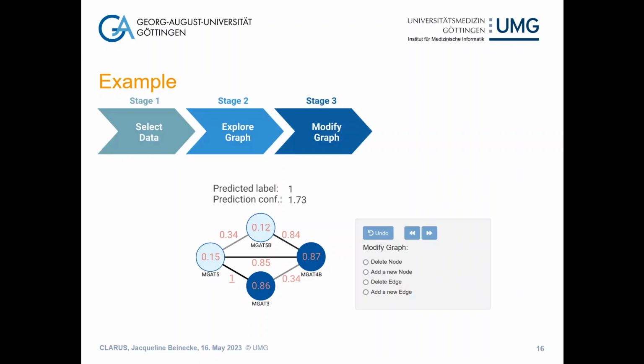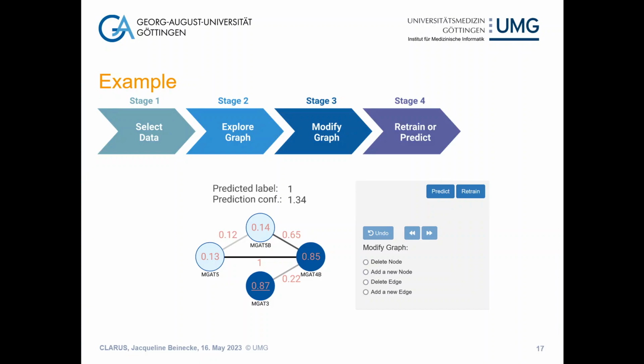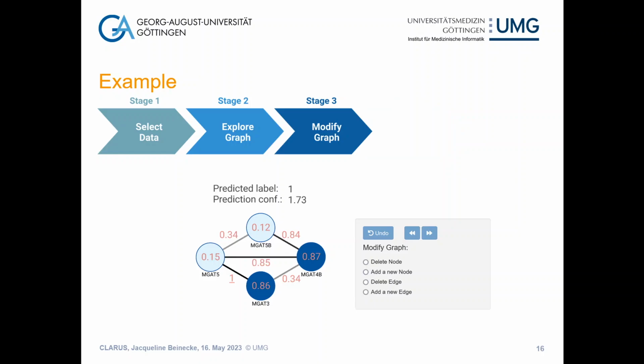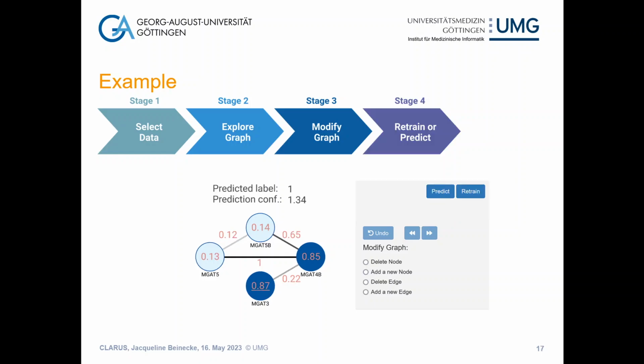Maybe we want to check this, to see if it really is important to the GNN, and then we could select delete edge and delete the edge between these two, and see what happens to the prediction confidence if we retrain or repredict. Doing a reprediction, we can see the prediction confidence drop from 1.73 to 1.34 after we removed the edge. So we know that there was definitely some information in this edge that was important to the model. We have shown that that edge was important for the GNN.